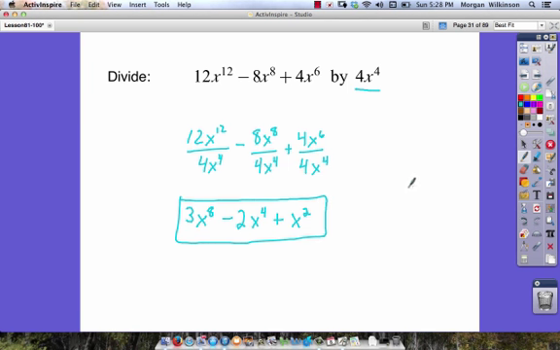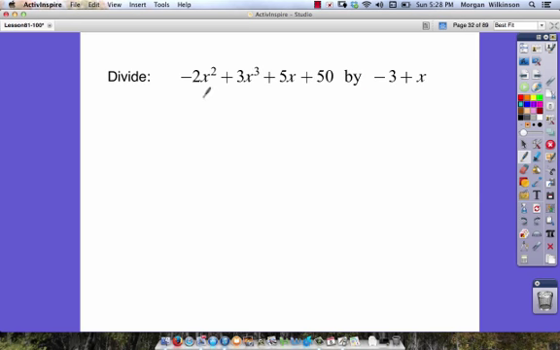Let's look at two more problems where we work with two terms that we're dividing by. So here we go. We want to take this negative 2x squared plus 3x to the third plus 5x plus 50, and we want to divide it by negative 3 plus x. So when we have two or more terms that we're dividing by, we've got to use polynomial long division. And in order to use polynomial long division, we're going to write everything out in descending order based on the variable as our dividend. So we get 3x to the third minus 2x squared, plus 5x plus 50.